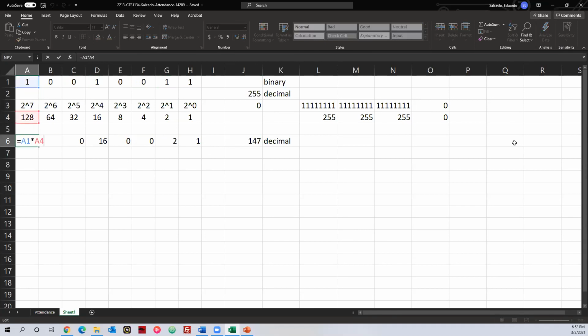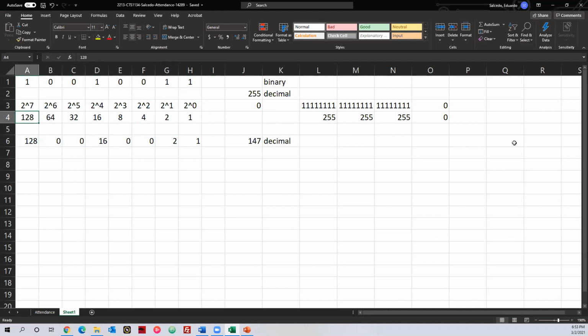This is just multiplying that 1 times the 128. That's what A1 times, and then A4, this is just adding all those bottom numbers. This is very simple to use. I mean, you don't have to do that, and there are calculators on the internet anyway. But you need to be able to say, okay, this is the binary number I have, and I have to transform it into decimal by using these numbers.